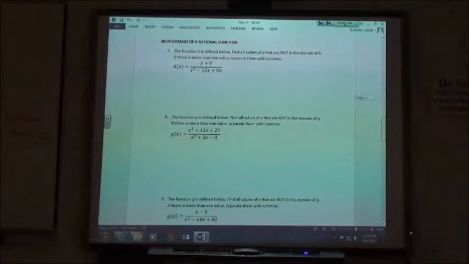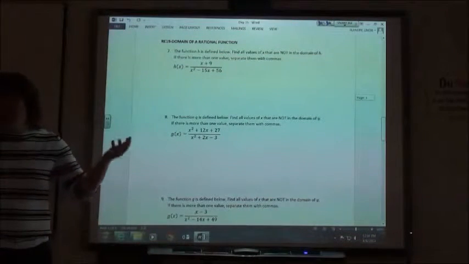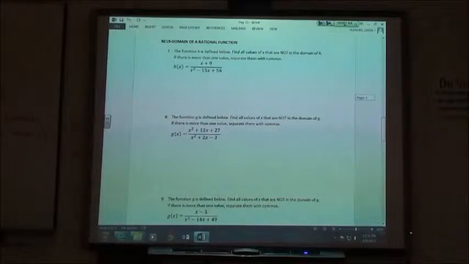It says the domain of a rational function. So a rational function is just talking about a fraction. When they're talking about the values that are not in the domain, they're talking about the values that make the fraction undefined. We maybe know that with a fraction, division by 0 is undefined.